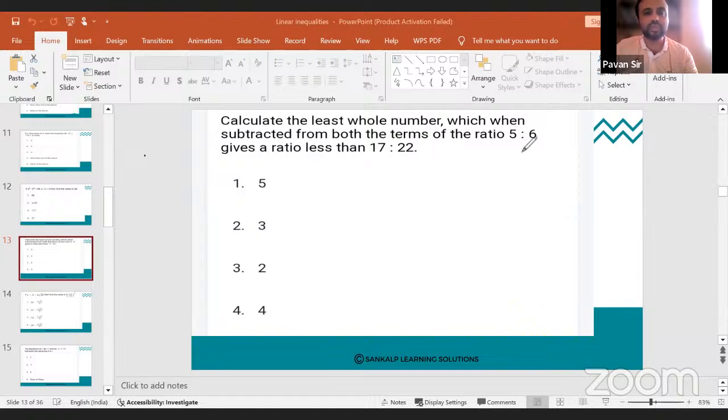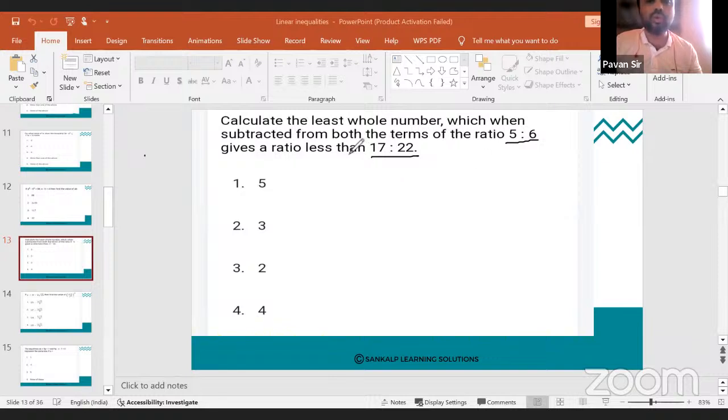What is the initial ratio? Initial ratio is 5 is to 6, and final ratio is 17 is to 22. Why? Because it is less than, so the final ratio, the maximum ratio, should be 17 is to 22. The initial ratio, the first ratio, should be 5 is to 6.